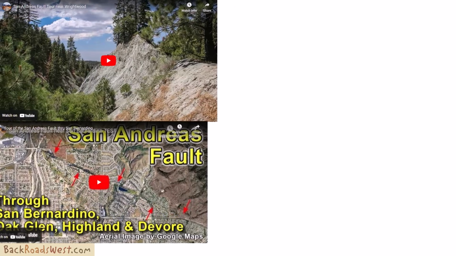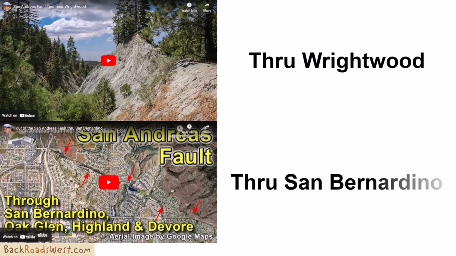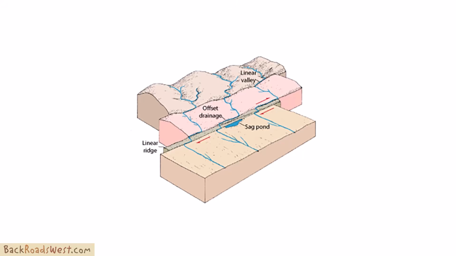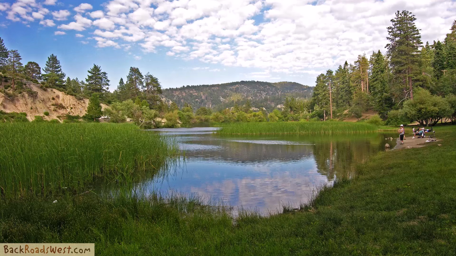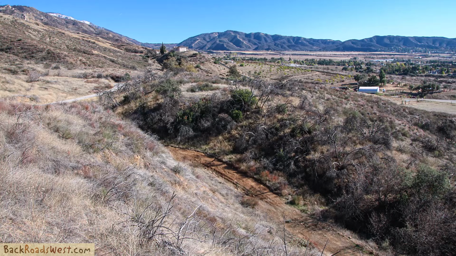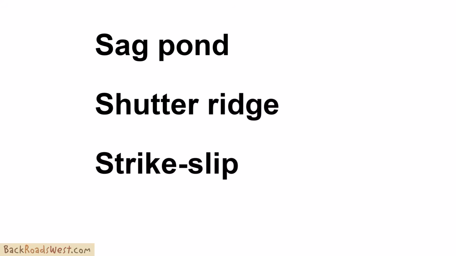If you haven't watched our other tours of the San Andreas Fault through Wrightwood in San Bernardino in Southern California, you might want to watch those first. We discuss terminology and geologic features commonly found along large faults, such as sag ponds and shutter ridges, and on this tour, we'll be using that same terminology.